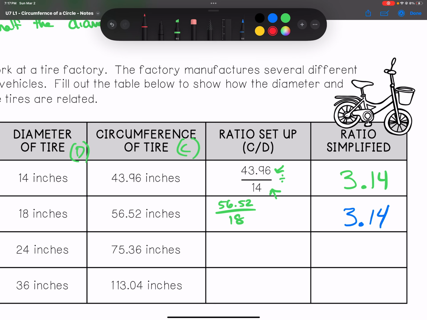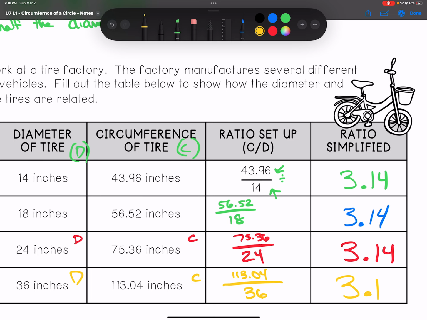All right, I'm going to do the same thing for the next one. It is C over D. So it's going to be 75.36 divided by 24. I'm going to do that on my calculator. How do I know to put 75 in first? Top number goes in your calculator first. But when you do all that, you're going to get 3.14. And the last one, we're going to do the same exact thing. C over D, and then we're going to divide, and we are going to get 3.14.